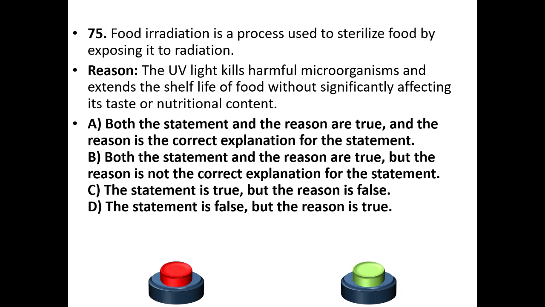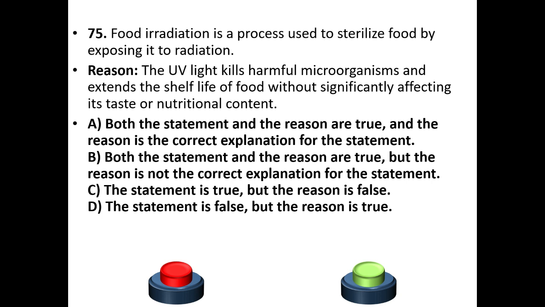75. Food irradiation is a process used to sterilize food by exposing it to radiation. Reason: The UV light kills harmful microorganisms and extends the shelf life of food without significantly affecting its taste or nutritional content. Option A. Both statement and the reason are true and the reason is the correct explanation for the statement. B. Both the statement and the reason are true but the reason is not the correct explanation for the statement.